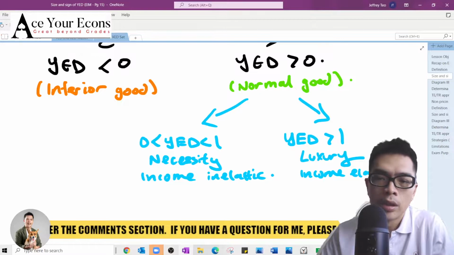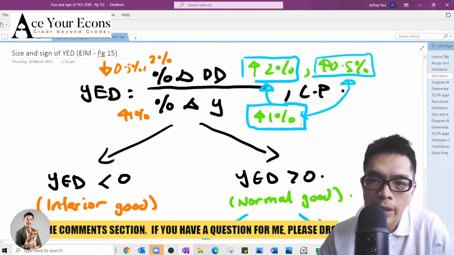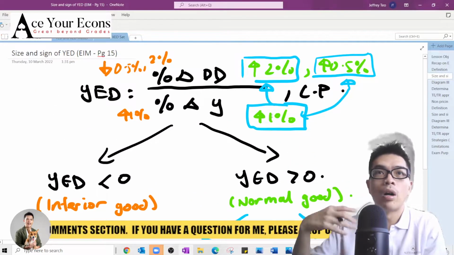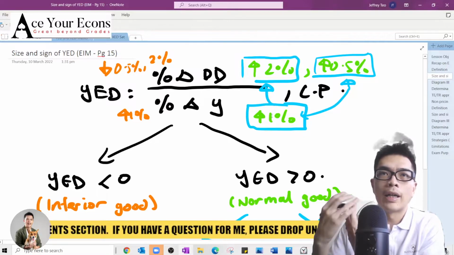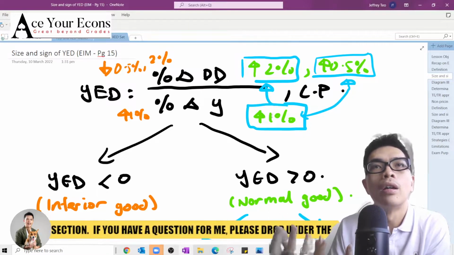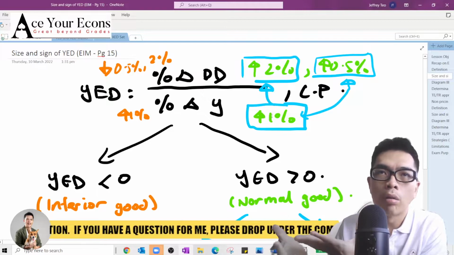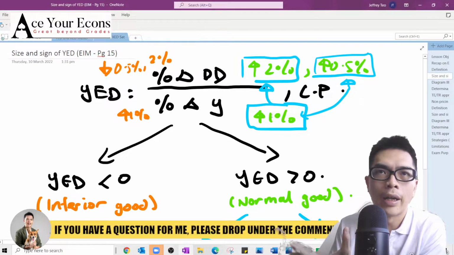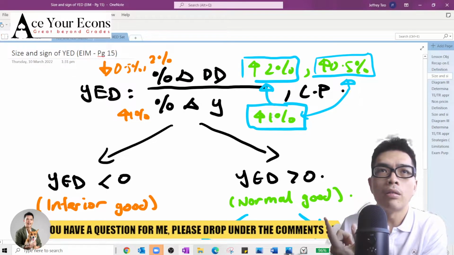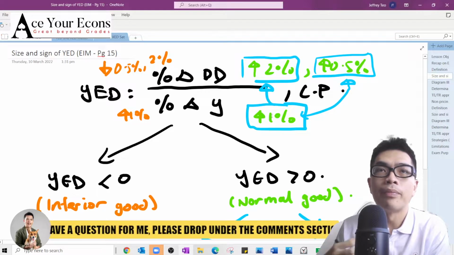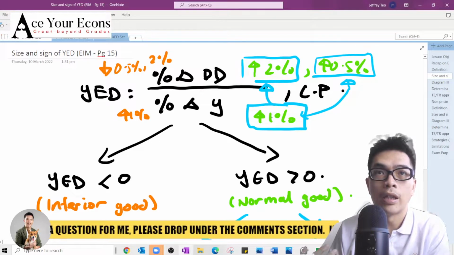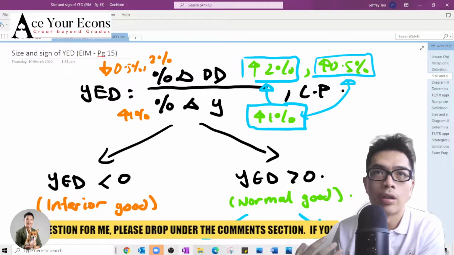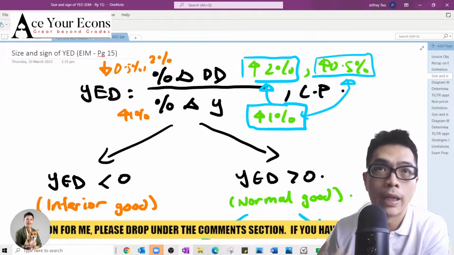It simply tells you that when there's an increase in income, you will consume more steak. You will consume more luxury goods like the iPhone. You will consume more luxury goods like bubble tea. And likewise, when there is a fall in income, you will consume less. The extent of fall in demand will be lesser.